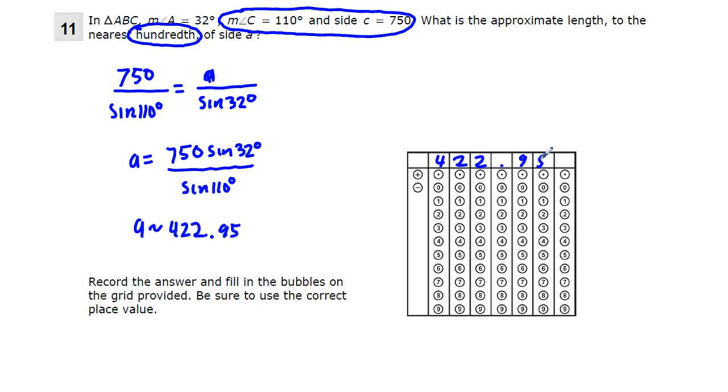Now we can enter this over here in the griddable, 422.95. So here's our 4, here's our 22, and 0.95. Here's our 9, and here is our 5 right here. Okay, let's go on to the next one, 12.